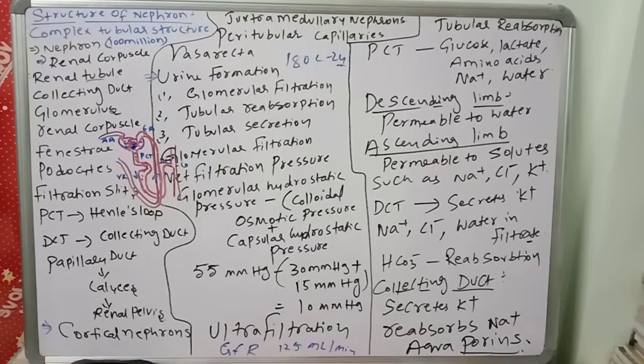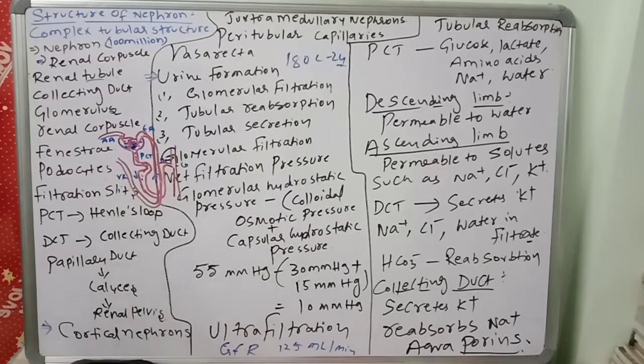Remember, this is a very important bit. Most of the reabsorption depends on the body's need. Suppose more water is required, then there is more reabsorption; less need means less reabsorption. And reabsorption of bicarbonate takes place to regulate the blood pH. So HCO3 reabsorption regulates the pH also.